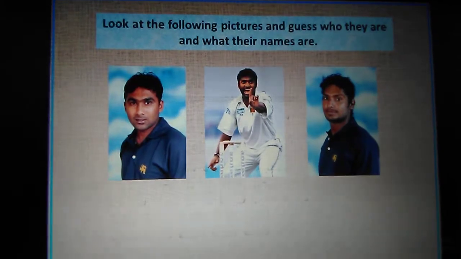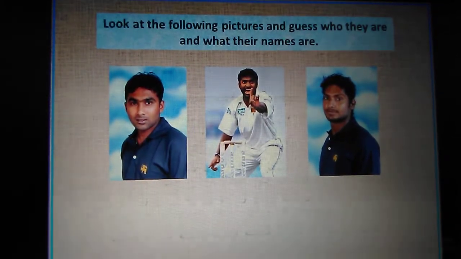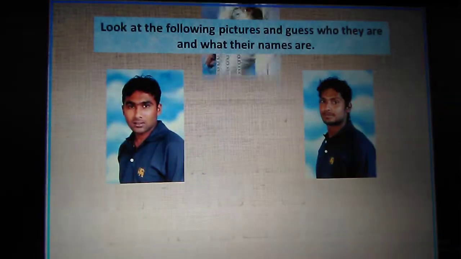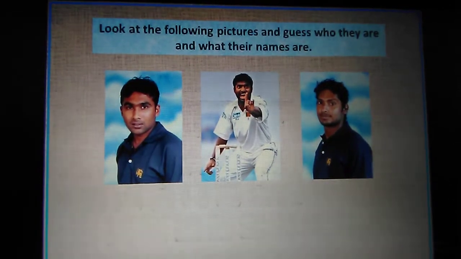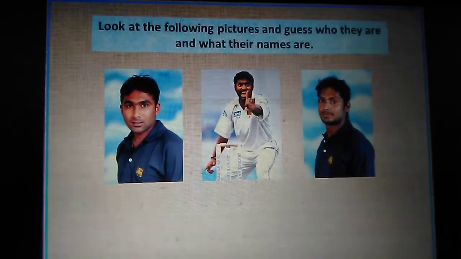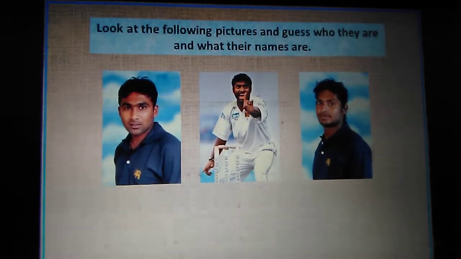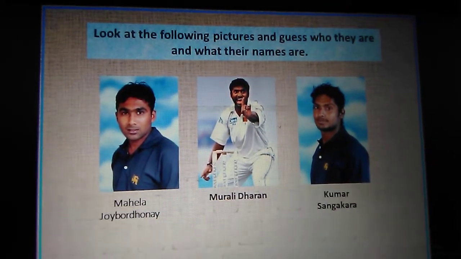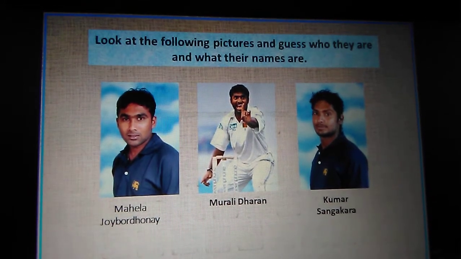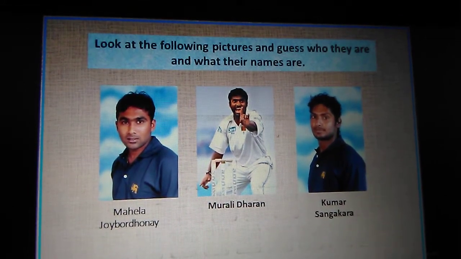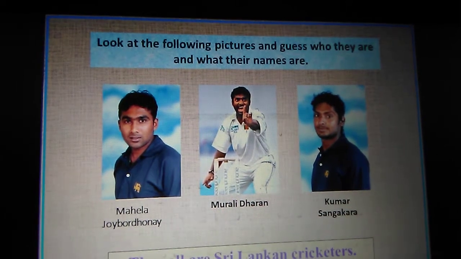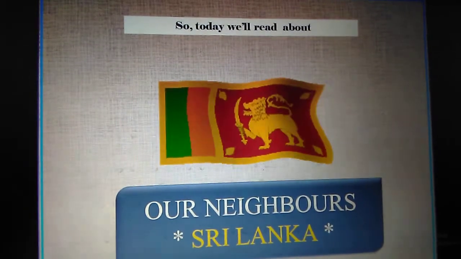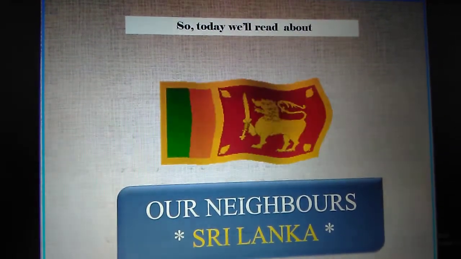Look at the following picture and guess who they are and what their names are. Look here, they are very famous. They are very famous in cricket. I hope that all of you know their name and fame. Mahela Jayawardene, Muralitharan, Kumar Sangakkara. They all are Sri Lankan cricketers. So today we'll read about our neighbor Sri Lanka.